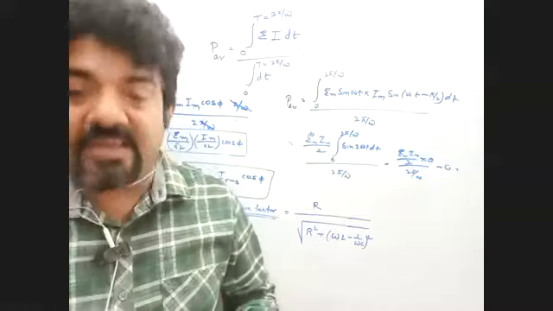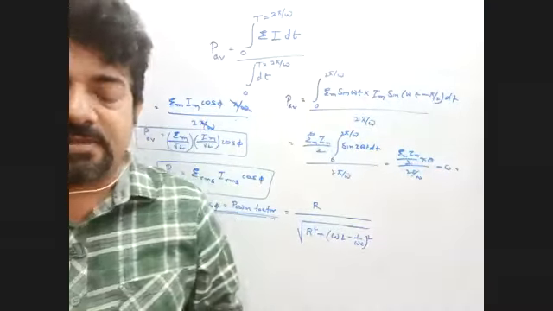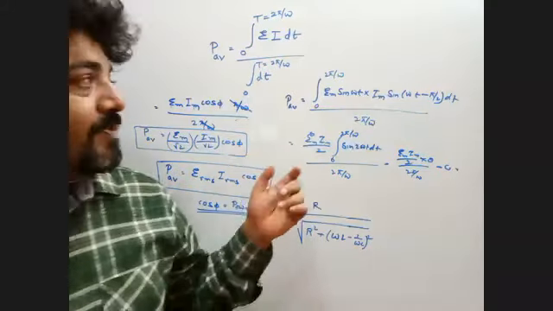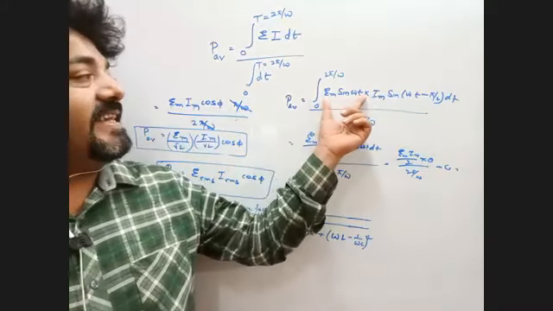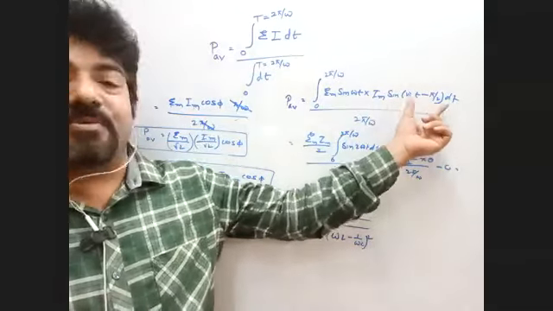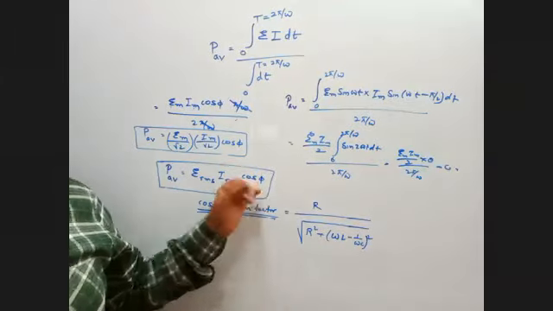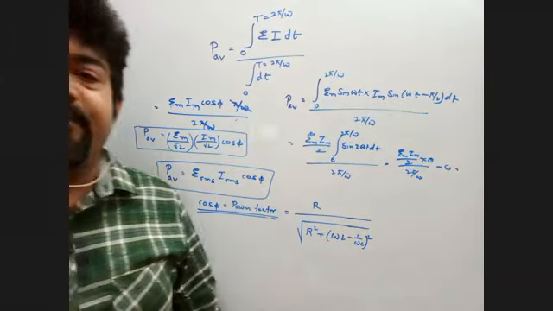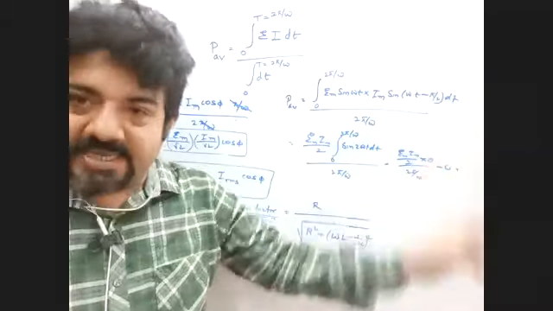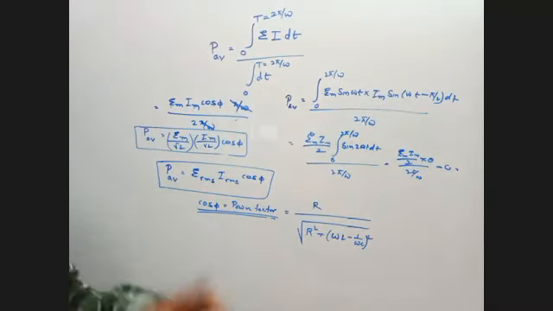Otherwise, if it is a 1 mark or 2 marks question, then don't go with this calculation process. Simply write P average is ERMS, IRMS cos phi. We know E equals Em sin omega t, I equals Im sin (omega t minus 90 degree). So the phase difference is 90 degree, cos 90 is 0. So the whole value is 0. Similarly, for pure capacitor, that is Im sin (omega t plus 90 degree). So the phase difference is 90 degree, so this value is 0.